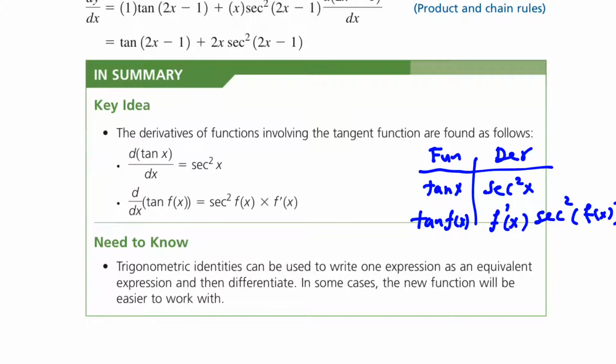In summary, we learned derivative of tangent of x is secant squared of x, and derivative of tangent of f of x is secant squared of f of x times f prime of x.